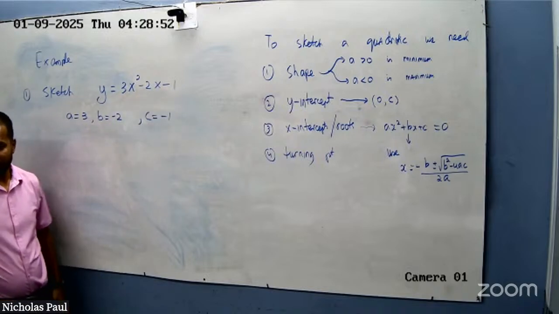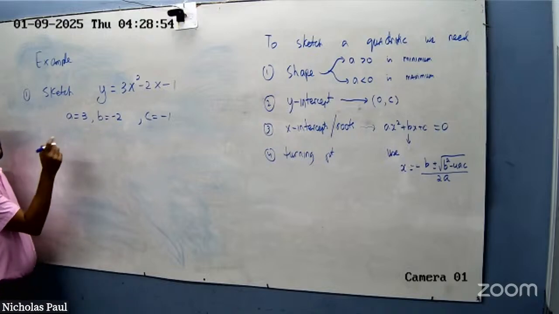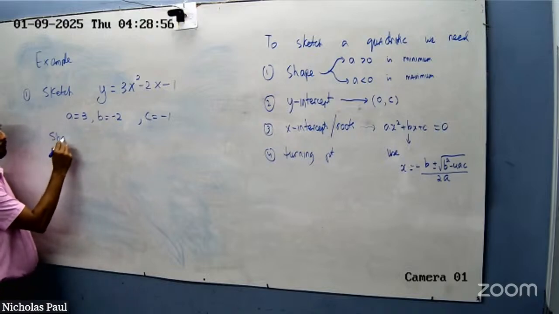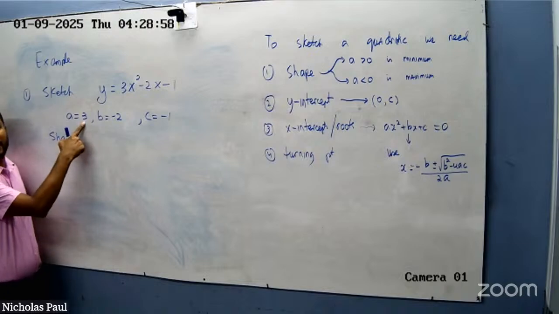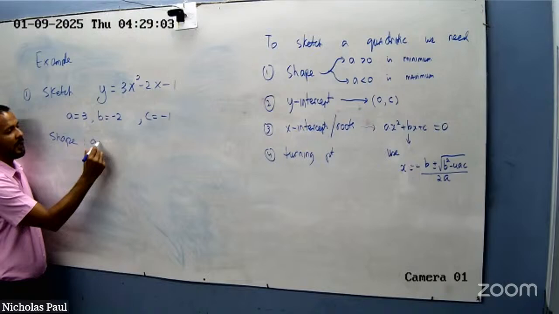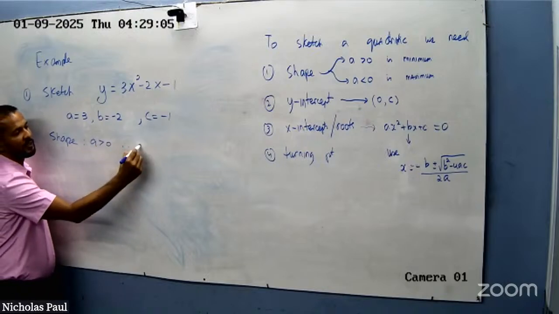Next step. Let's find the shape. This value here, more than 0, less than 0. A is more than 0, therefore it's a minimum.